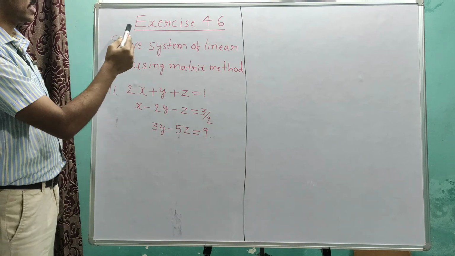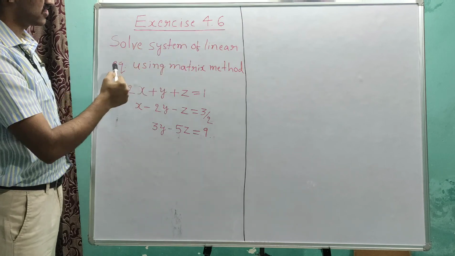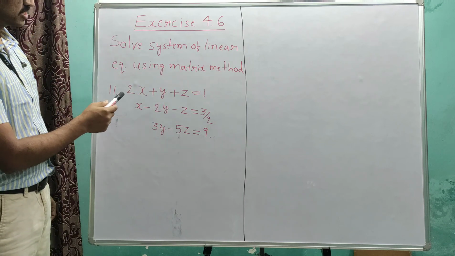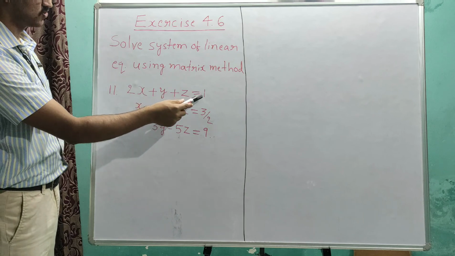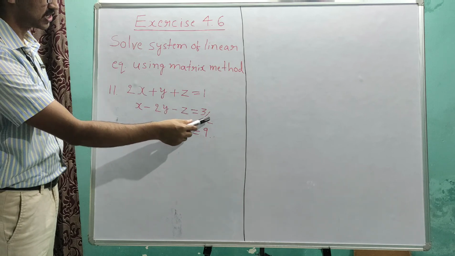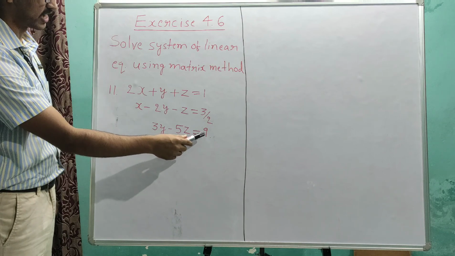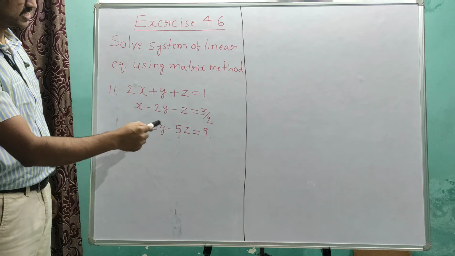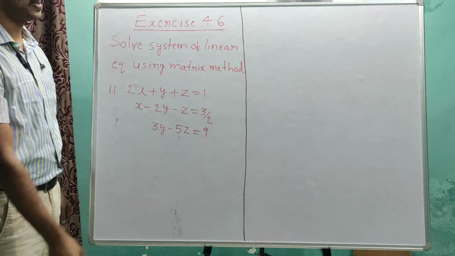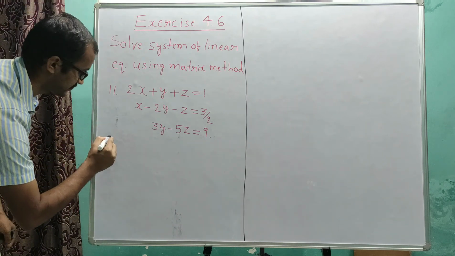Chapter Determinants, Exercise 4.6. Solve system of linear equations using matrix method. Question number 11. 2x plus y plus z is equal to 1. x minus 2y minus z is equal to 3 by 2. 3y minus 5z is equal to 9. You have to solve these system of linear equations by using matrix method. So let us see the solution, how to solve the given problem.